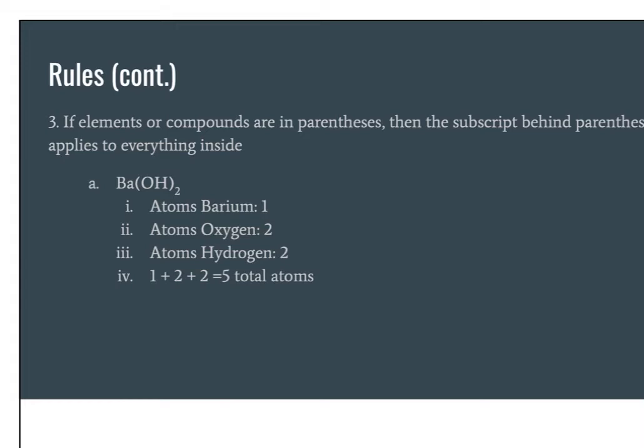And the last rule, if an element or a compound or a part of a chemical are in parentheses, the subscript behind the parentheses applies to everything inside. So barium is not in the parentheses, so there's just 1 barium. Oxygen and hydrogen are both in the parentheses, so there's 2 times 1 oxygen, 2, and 2 times 1 hydrogen. So that 2 outside the parentheses applies to both the oxygen and the hydrogen. When we add those together, we get 5 total atoms in this chemical: 1 barium, 2 oxygen, and 2 hydrogen.